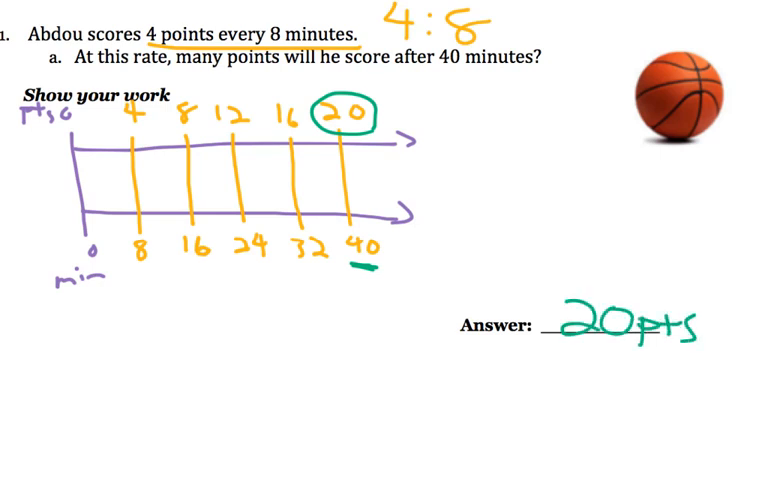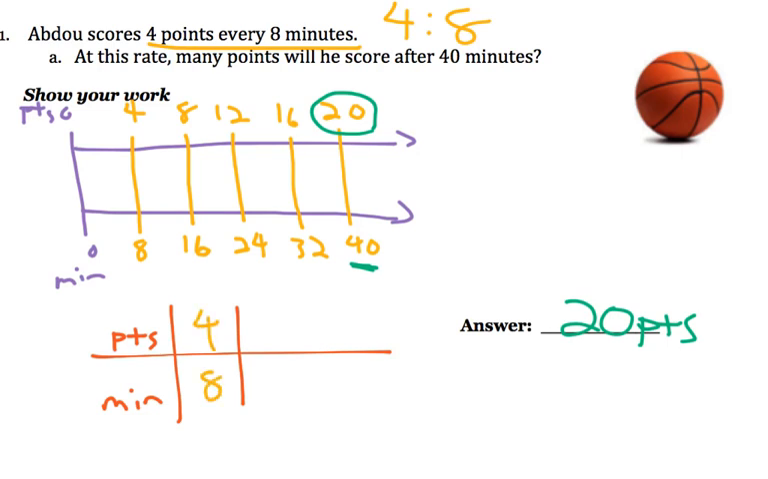But again, you could understand ratios in so many different ways, and this was only one way you could have solved it. You could have set up a ratio table, put in that first ratio, 4 points every 8 minutes, and then scaled it up by multiplying. We know we want to figure out 40 minutes. Fortunately, 8 is a factor of 40. You can multiply it by 5. And so we can just scale up this ratio to get an equivalent one, which is 20 points in 40 minutes, which is the same as what we got over here.